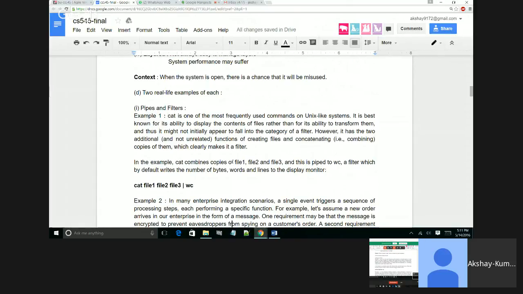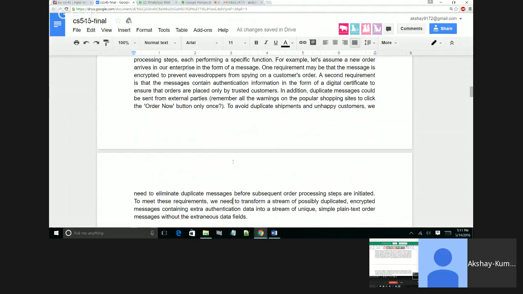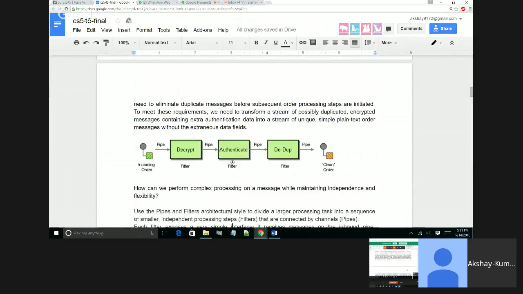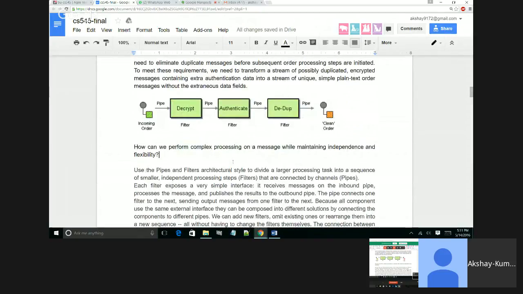And for the next, it's a little bit explanatory, because I have to give the real world example. That's why a little bit elaborated is there. Basically, the enterprise integration scenarios. So I think this is more than sufficient. For the second example of pipes and filters, I didn't explain more, so I stated a diagram with it.